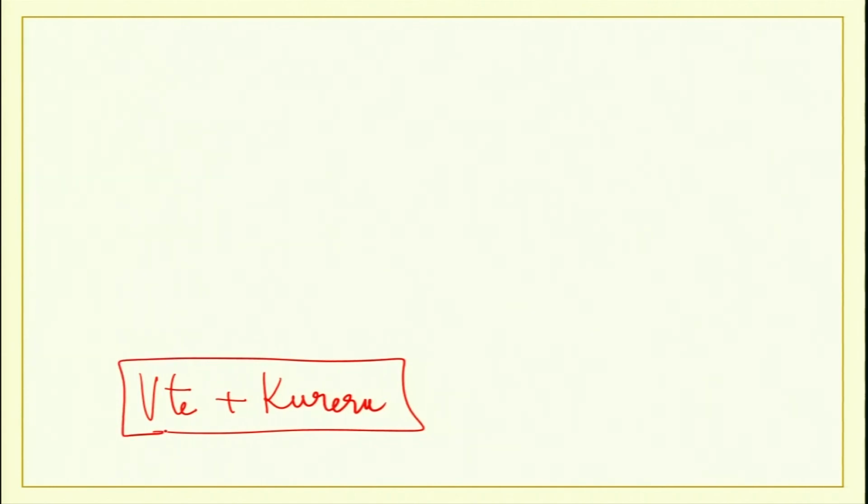This is how you will use verb in te form plus kureru, to receive. Whatever is being said over here, whatever verb is being used over here, this is done and then received by you.